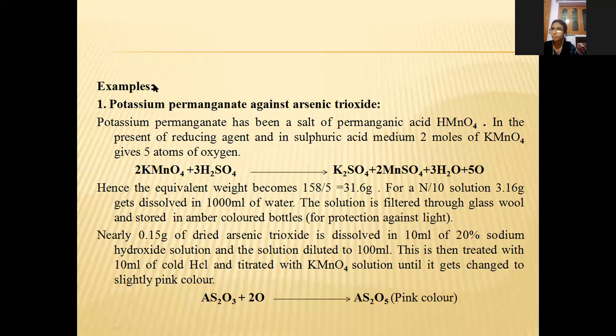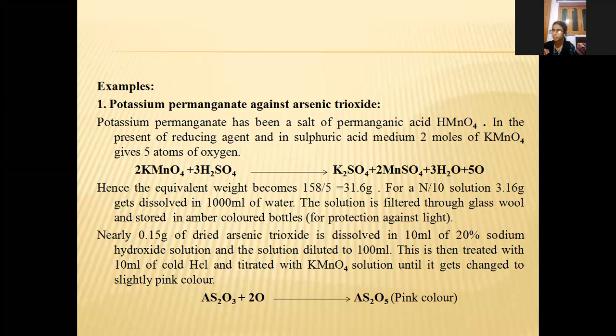So the first example is potassium permanganate against arsenic trioxide. Potassium permanganate is a salt of permanganic acid. In the presence of a reducing agent and in sulfuric acid, 2 moles of potassium permanganate give 5 atoms of oxygen.